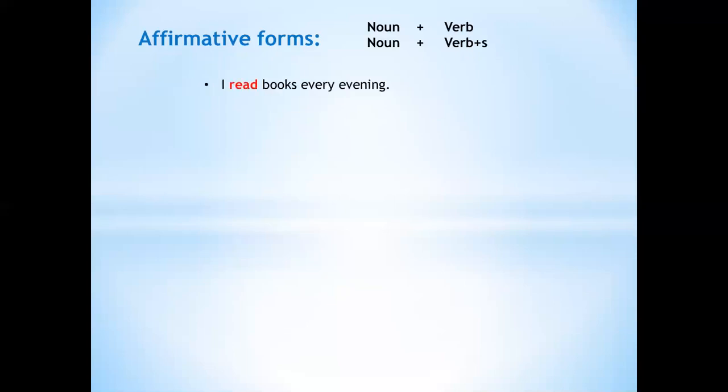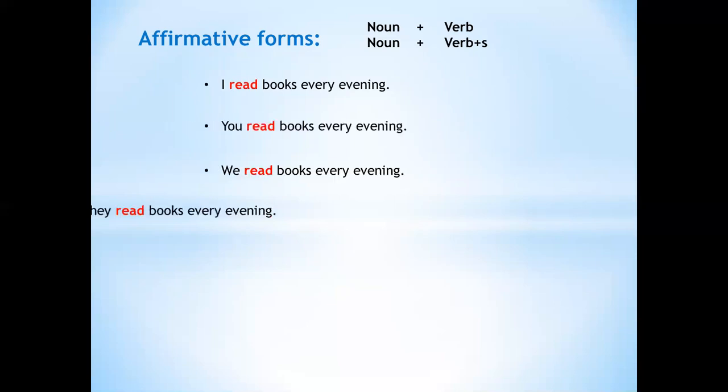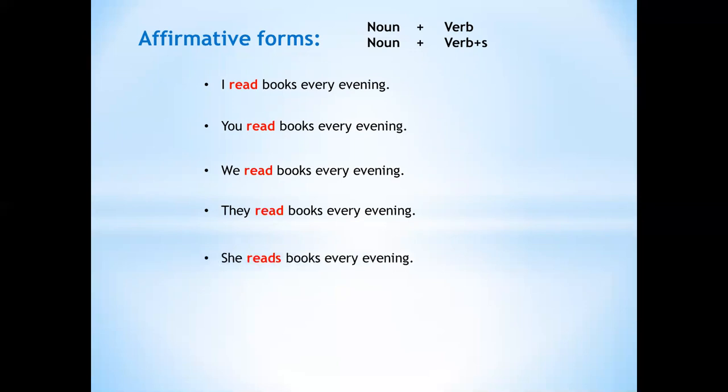Let's look at some structures of present simple. In the affirmative or positive form, you have to use the subject, a noun or pronoun, plus the main verb. For example, I read books every evening. We read books every evening. But with the third person singular, like he, she, it, you have to add the s ending to the main verb. For example, she reads books every evening. He reads books every evening.